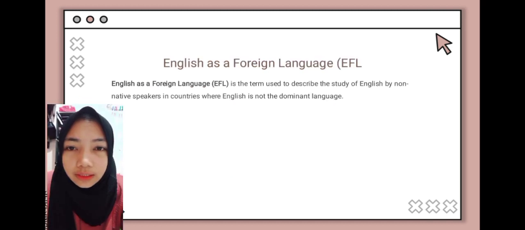English as a foreign language is the term used to describe the study of English by non-native speakers in countries where English is not the dominant language. This is not to be confused with English as a second language, also called English as an additional language, which is the practice of learning English in a predominantly English-speaking country.